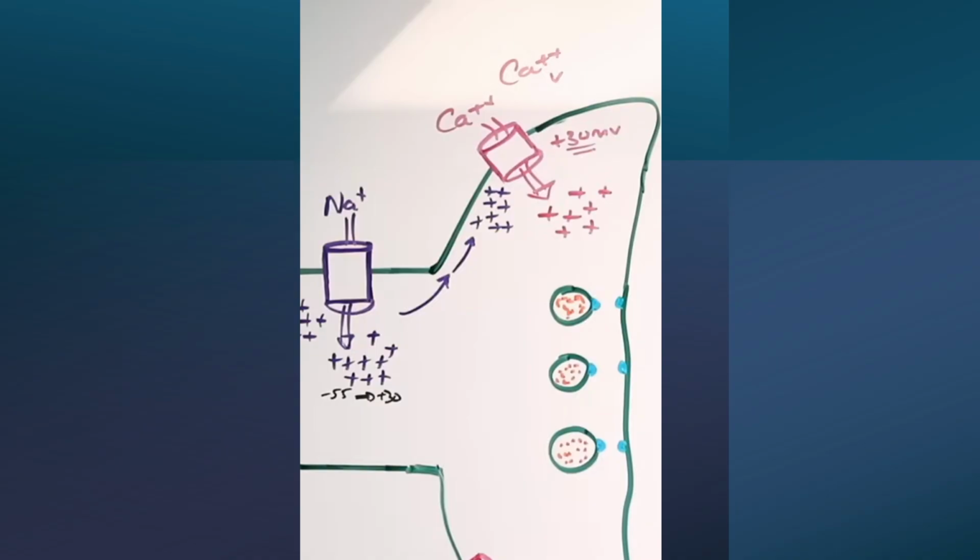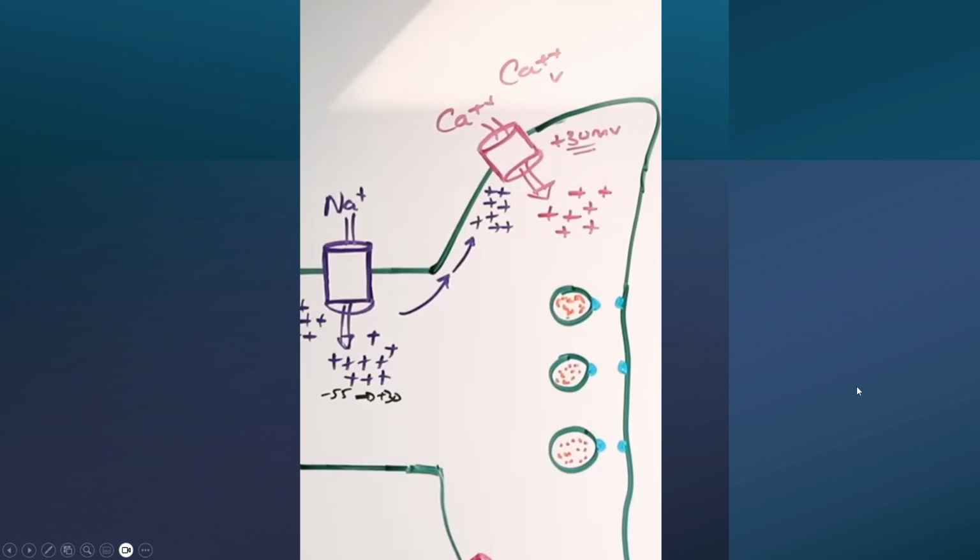At the end of the cell, which is the axon terminal, we have, again, voltage-gated ion channels. And these specifically open up at positive 30 millivolts. And once our cell reaches positive 30 millivolts, what opens up? An ion channel allowing calcium to flow in. What happens when calcium flows into the axon terminal, you might ask? Well, the answer is very simple.